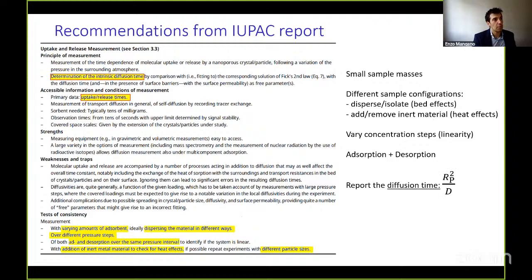One additional piece of information that is reported here: in the principle of measurement, we say determination of the intrinsic diffusion time. So what we measure is the diffusion time. This one is what should be reported.